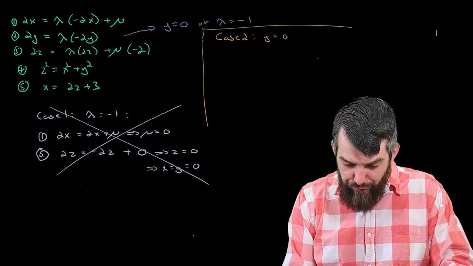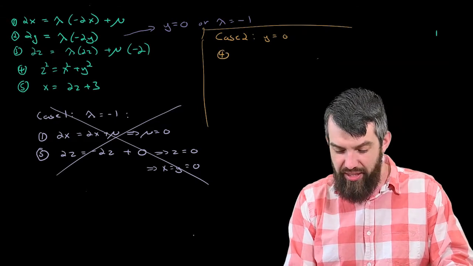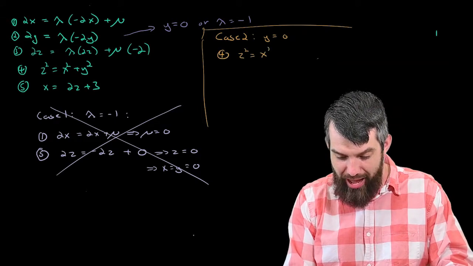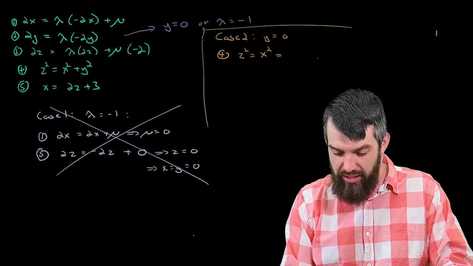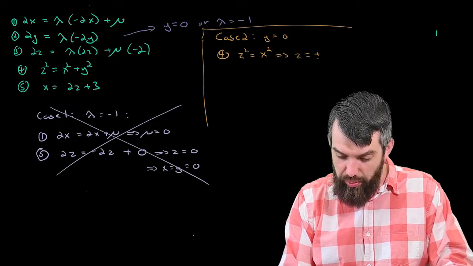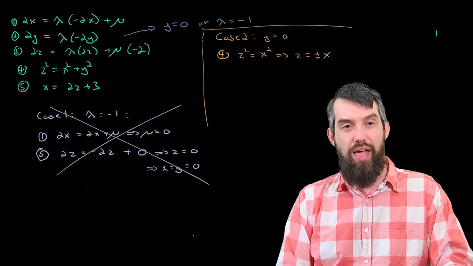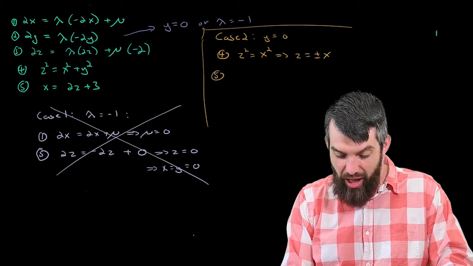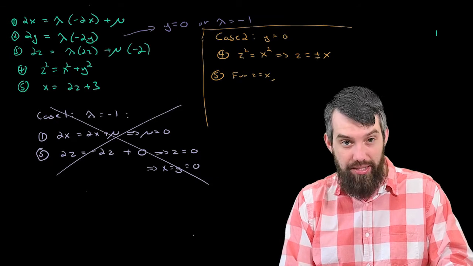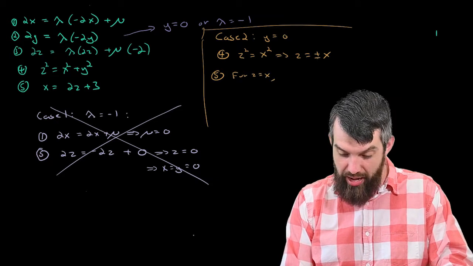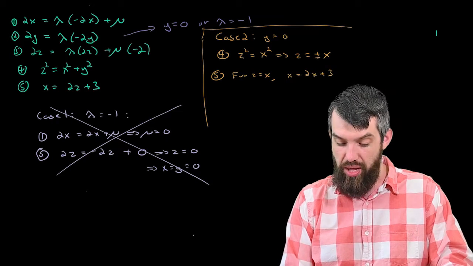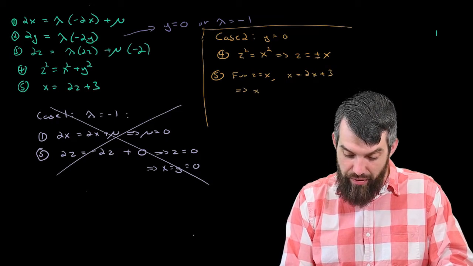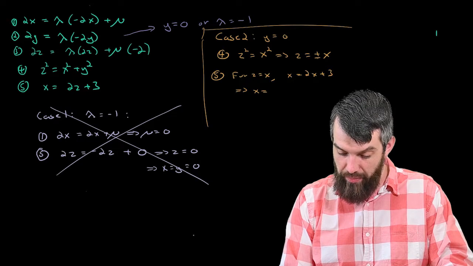From equation 4, it really simplifies. This is now just z squared is equal to x squared plus 0. It's the same thing as saying that z is equal to plus or minus x. So then if you look at equation 5, for the case that z is equal to positive x, then really just what we're getting is saying that x is equal to 2x plus 3. In other words, we have a value of x equal to minus 3.